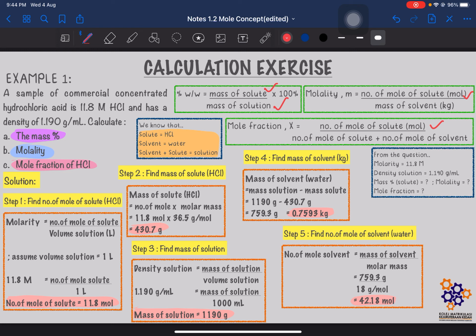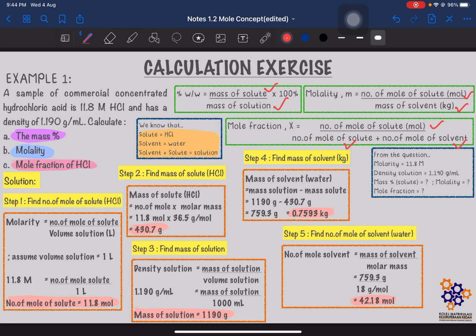So setelah mass of solvent dah dapat. Okay, last kali number of mole of solute dah settle, kita nak cari number of mole of solvent. So kita dah dapat mass solvent kat step yang keempat. So kita boleh gunakan ni untuk cari mole of solvent. So number of mole of solvent equals to mass divided by molar mass. So mass tadi kita ambil yang gram, okay, sebab molar mass dalam gram per mole. So 759.3 gram divided by 18 gram per mole, sebab solvent kita water kan. So you will get 42.18 mole. So dah dapat number of mole of solvent.